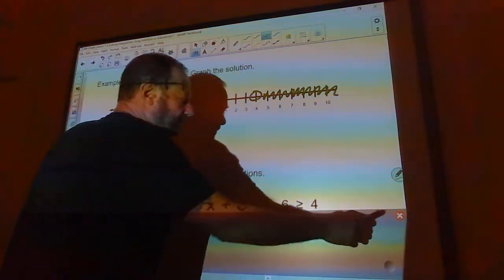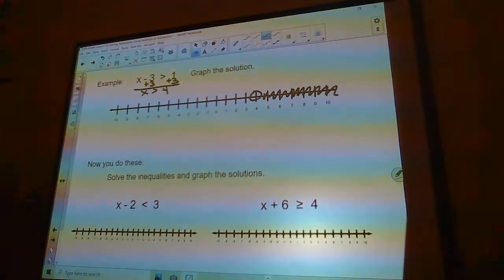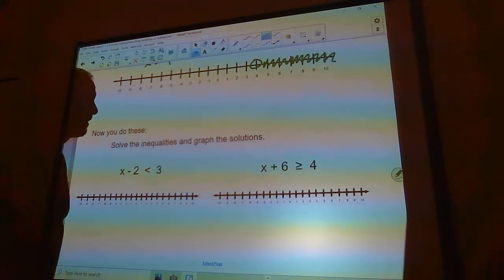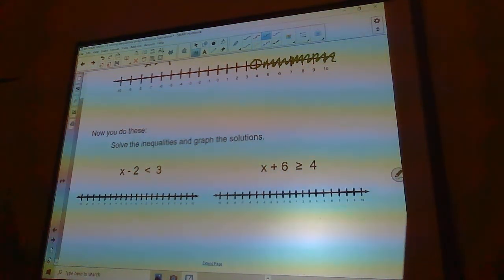Okay, now you try a couple of these. Solve the inequalities and then graph the solution. So you've got x minus 2 is less than 3, and you've got x plus 6 is greater than or equal to 4. I'll give you a minute to do that. Pause the video, and then jump back on here when you're done.